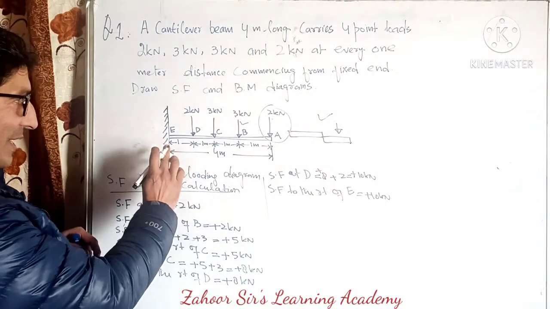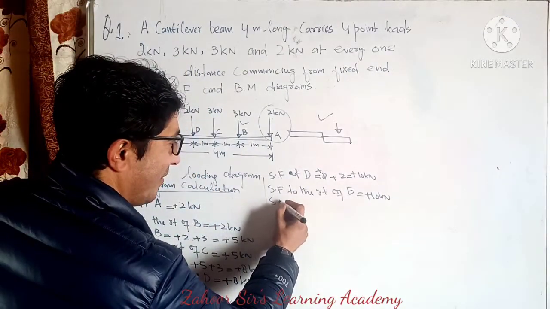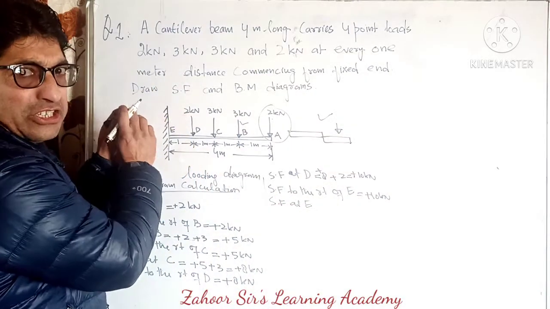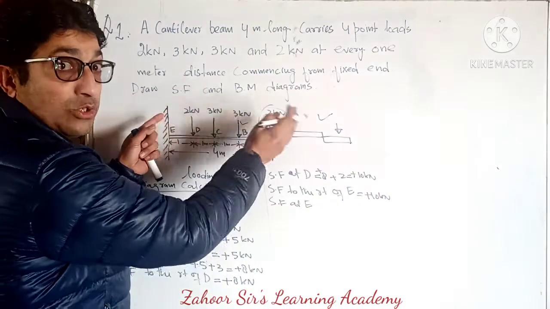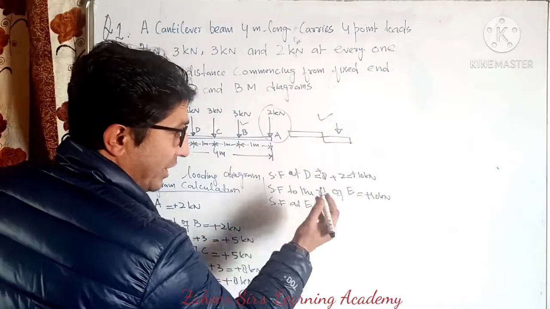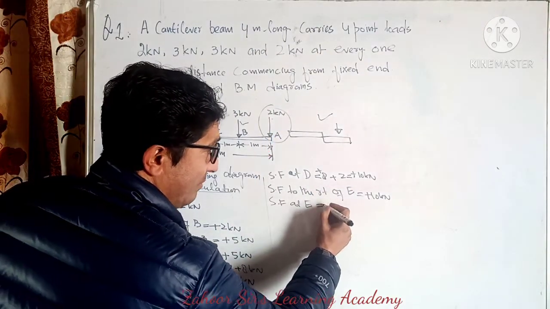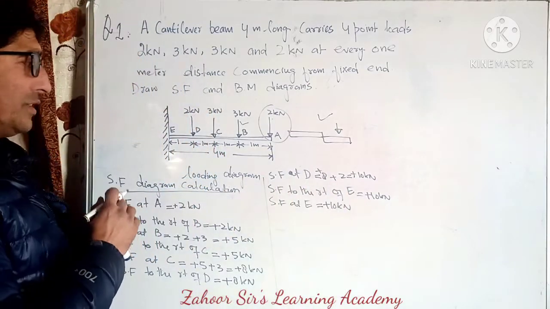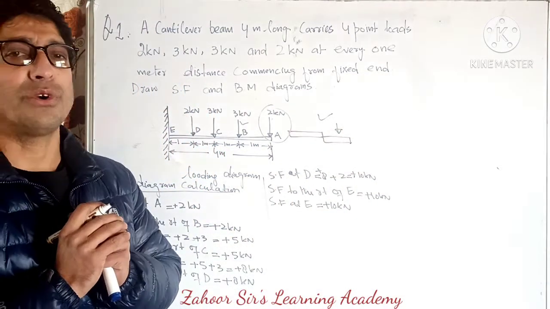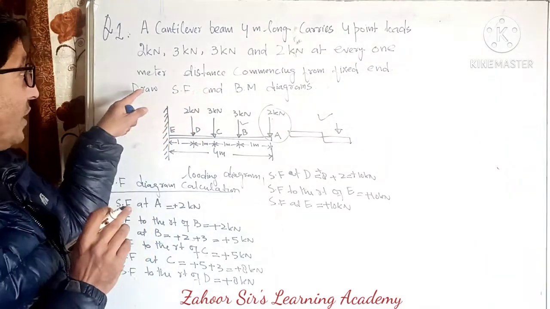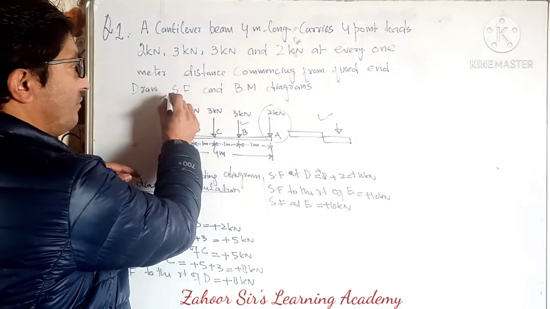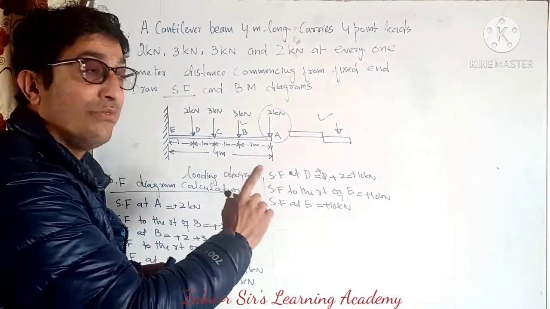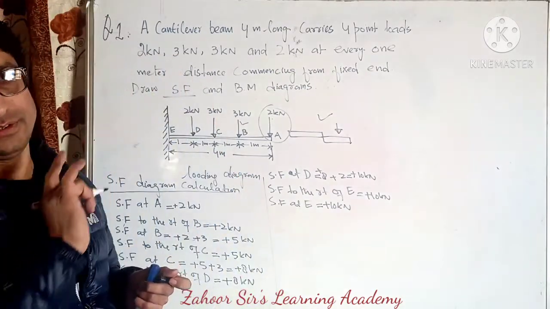Now the last thing, SF at E. What is it at E? At E there is nothing, but how much was to the right? It was plus 10, so it will become at E plus 10 kilonewton. So this is the calculation for SF. But the question says we have to draw the SF. But we can only draw the SF when we know its values. So these are its values.